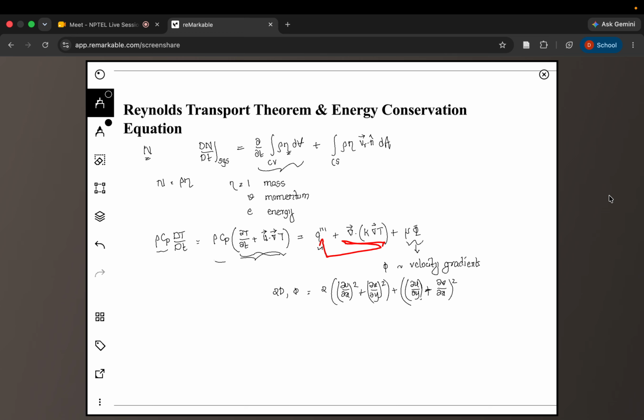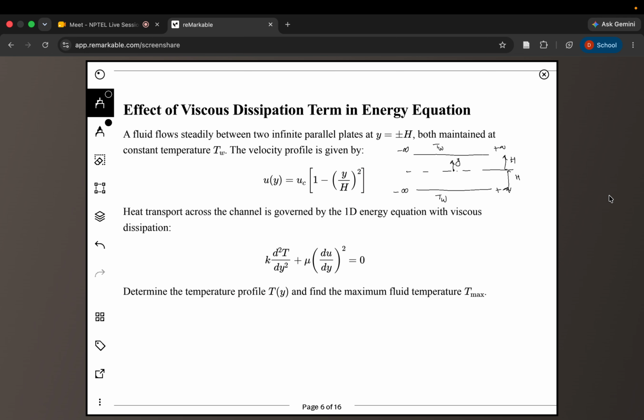Then we have the gradients term. Again, thermal conductivity is assumed to be constant, so we have K times del square T. As I said, along the x direction we are neglecting the temperature variation, so this will be the term. And we have mu times phi. Since velocity in a parallel plate channel flow only varies along the y direction and v is 0, du/dx and dv/dy will be 0. Out of these two terms, again v is 0, so the only term left is (du/dy) whole square. So this is how we get this equation.